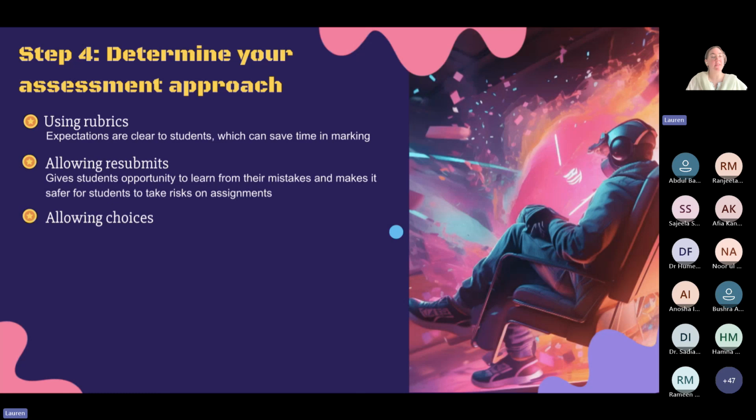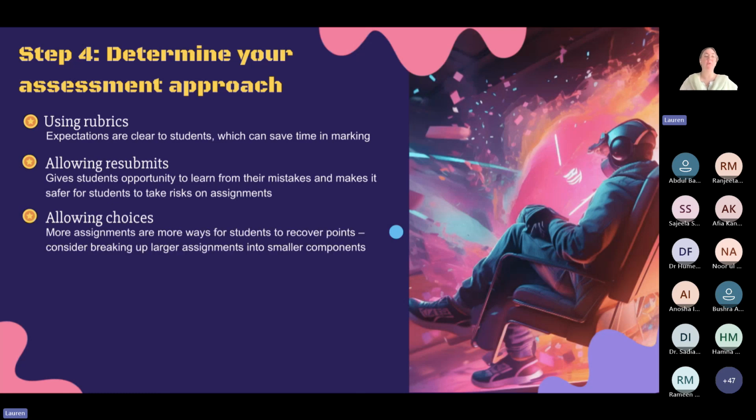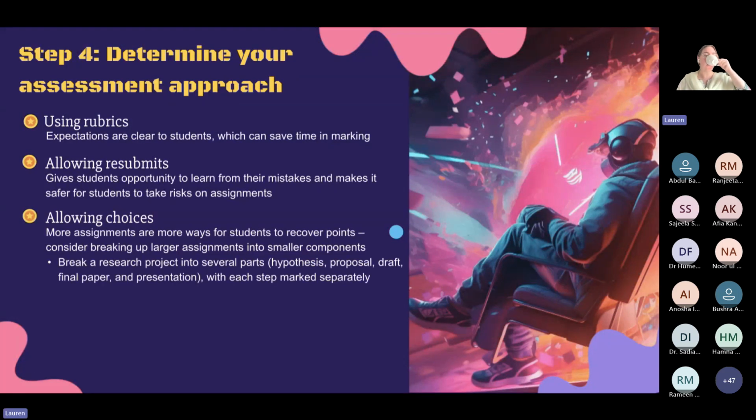And you can allow for choices. So more assignments are a way for students to recover points. So you could consider breaking up larger assignments into smaller components. Say you have 4 assignments in your course, and they all have multiple parts to them. So you can break those down into additional smaller parts, which allow students to maybe do part of an assignment in order to recover some points that they otherwise wouldn't be able to. You can also break a research project into several parts, with each step marked separately.